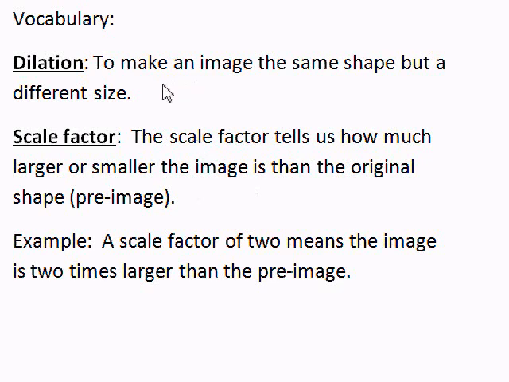A dilation just means that we're going to make an image the same shape but a different size. A scale factor tells us how much larger or smaller the image is than the original shape, or the pre-image. For example, a scale factor of 2 means the image is 2 times larger than the pre-image.